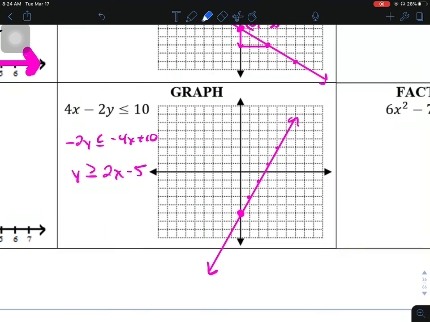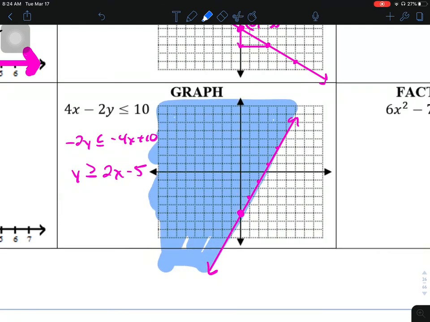Notice it says y is greater than. Where are the y's greater? Are the y's greater above or are they greater below? They're obviously greater above. So this gets shaded. You don't need to really go nuts on the shading. You can just do something like this if you want. I went nuts on the shading. Please label your y-intercept.